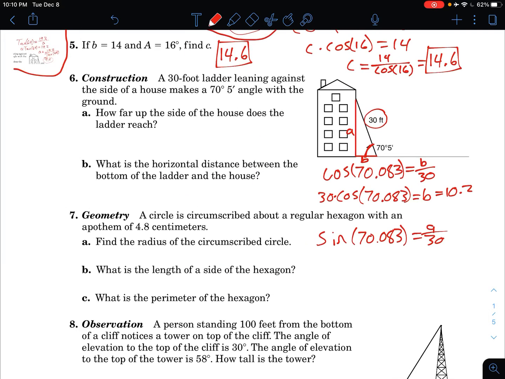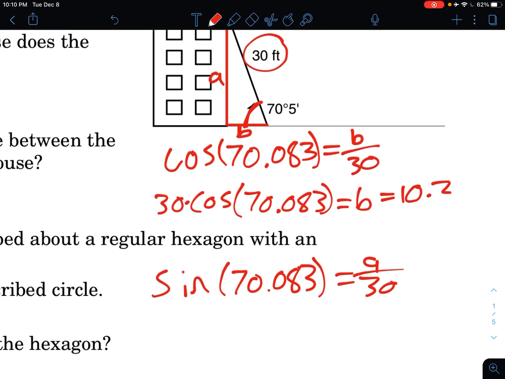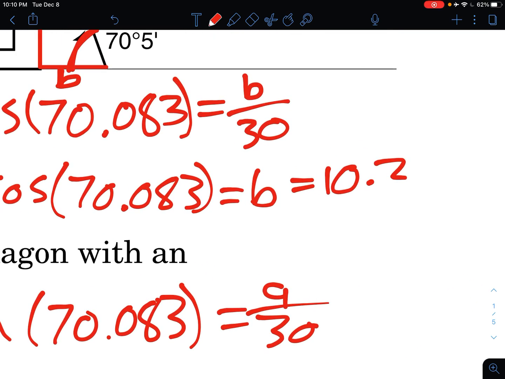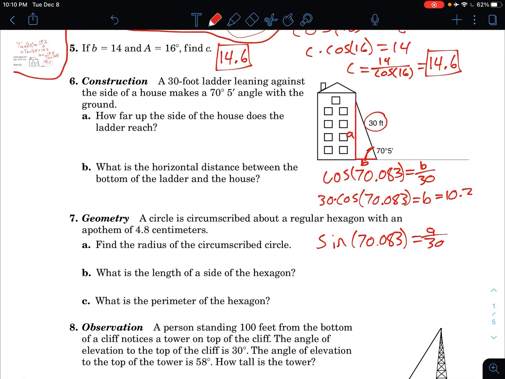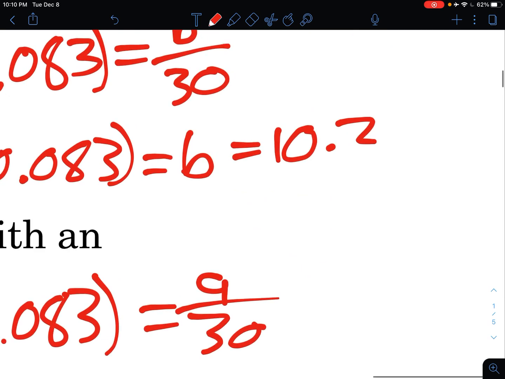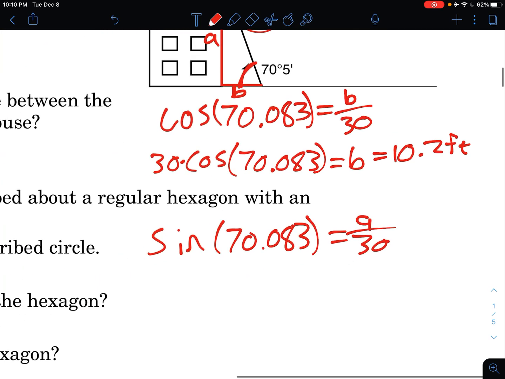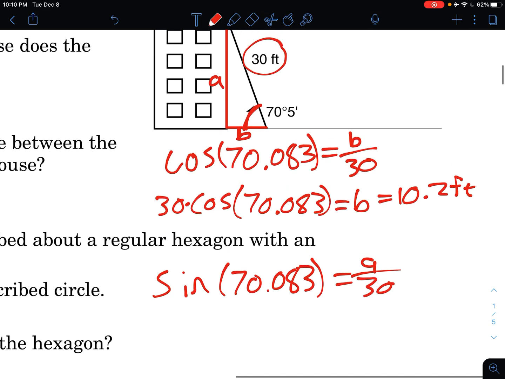Really rounding to the nearest tenth? I think we are. Alright, round to the nearest tenth. So since this is already in feet from your ladder, we're going to use the same units. So we are 10.2 feet away from the house. If we measure from the bottom of the ladder to the house, that is 10.2 feet.